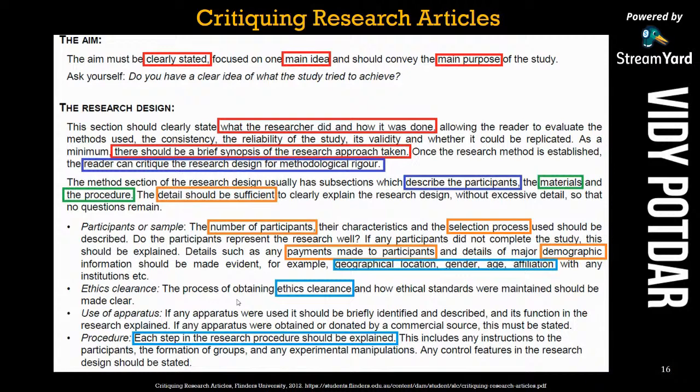In terms of the procedure, each step in the research should be explained. This includes any instructions to the participant, the formation of groups, any experimental settings, and so on. And the reason why this is important is because when you are reading a review paper and when you want to find out the pros and cons, you need all this information. Without this information, you cannot make an informed decision. You cannot make an informed assessment of the research paper or of the research study.